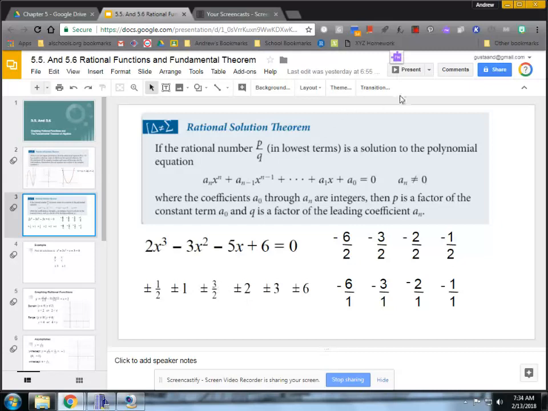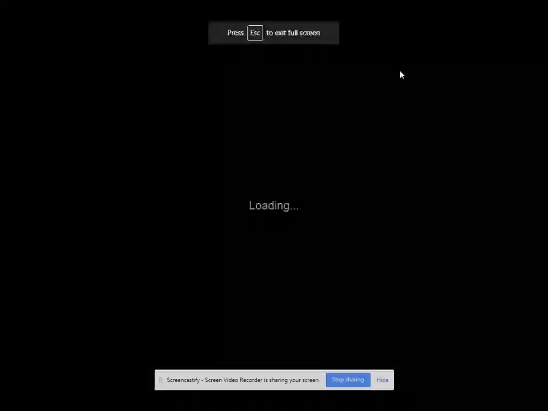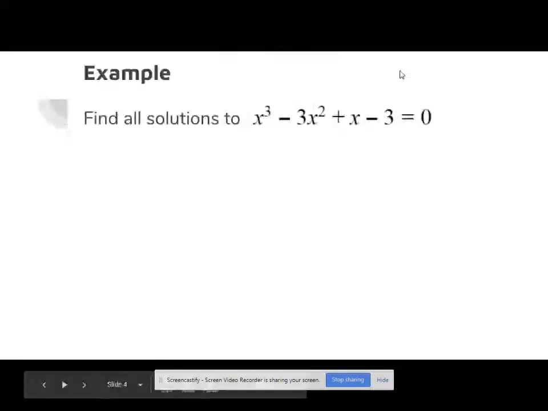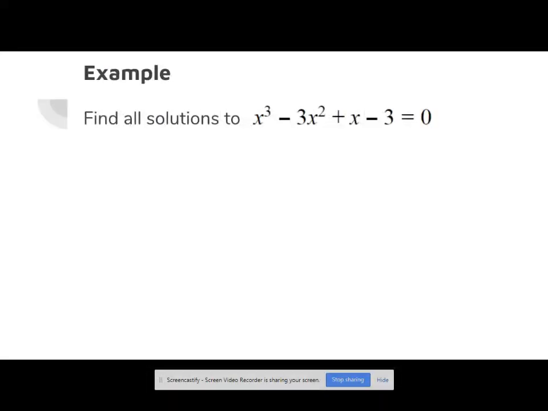Let's do another example. Let's look at this one. Again, find all the solutions to this cubic equation, x cubed minus 3x squared plus x minus 3 equals 0.